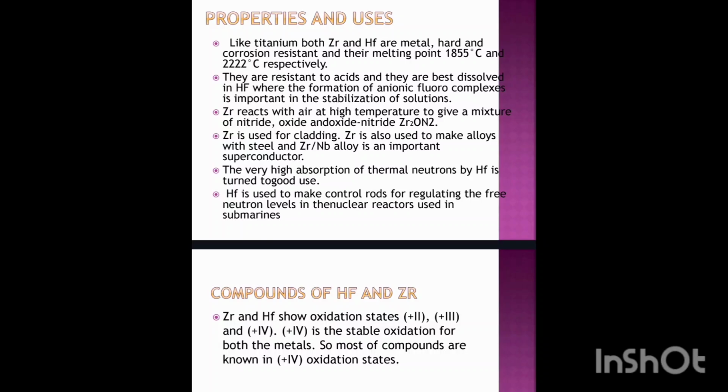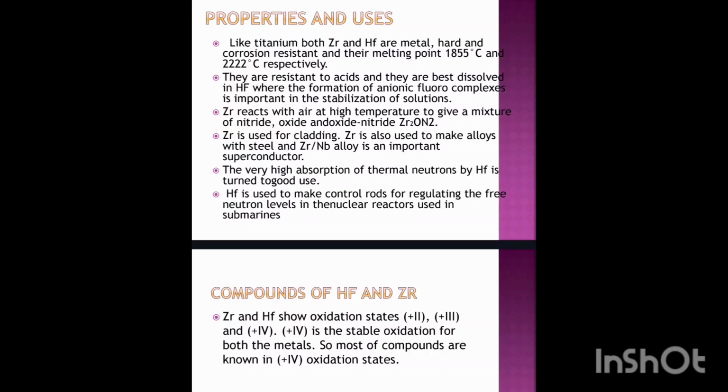Zr reacts with air at high temperature to give a mixture of nitride and oxide, ZrN and ZrO2. Zr is used for cladding. Zr is also used to make alloys with steel, and ZrNb alloy is an important superconductor. The very high absorption of thermal neutrons by Hf is turned to good use. Hf is used to make control rods for regulating the free neutron levels in nuclear reactors used in submarines.